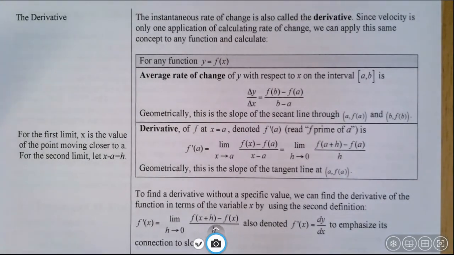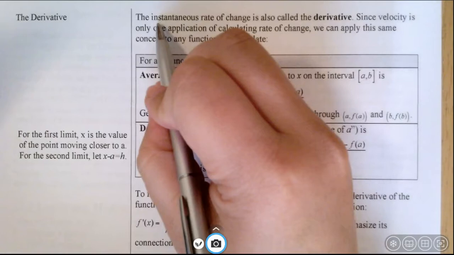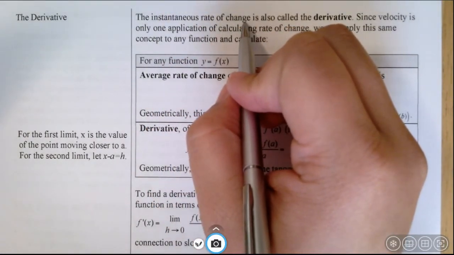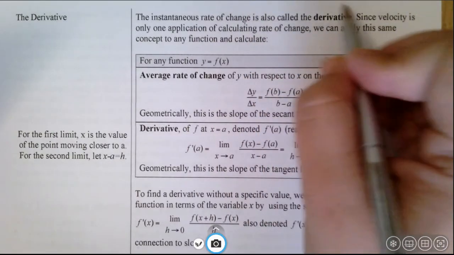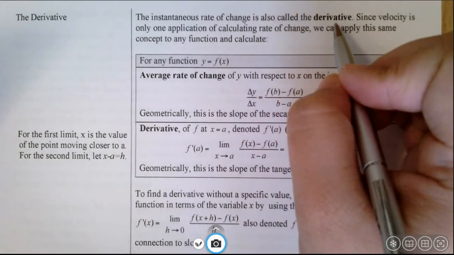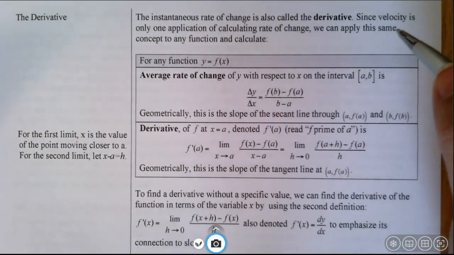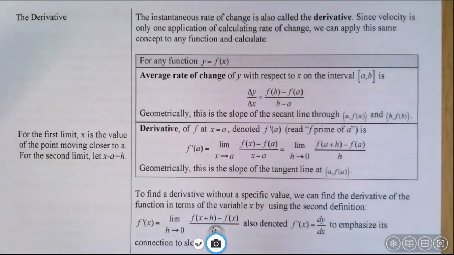So starting at the top of the next page, we have another new name for this same concept, okay? So the instantaneous rate of change, which we said is also the slope of the tangent line, is also called a derivative. And this is the word that you'll hear most often in calculus, derivative, okay? So since velocity is only one application of calculating this rate of change, we can now apply this for other instantaneous measurements, okay? So instantaneous acceleration, for example, okay? So we have these formulas.